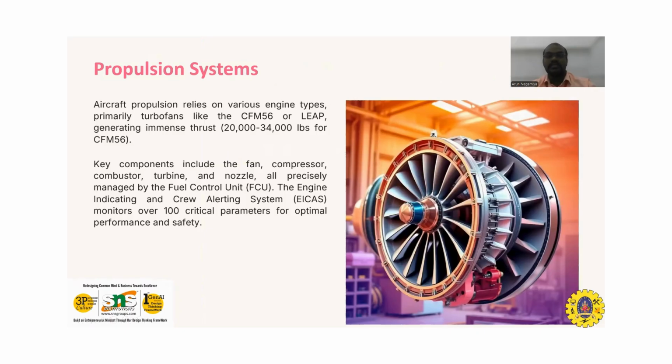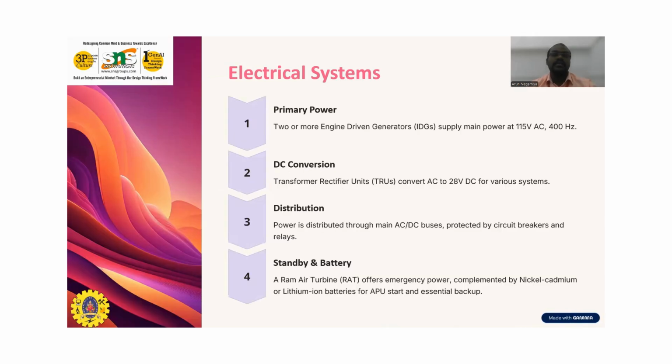Next one is the propulsion system. The propulsion system can be classified based on the engine size. In many cases, we are using turbofan engines only. Some flights are using the turbojet. If I go for space vehicles, they are using solid propellant, liquid propellant, and hybrid propellants.